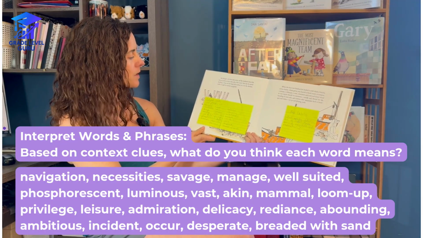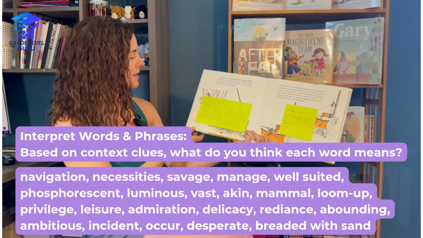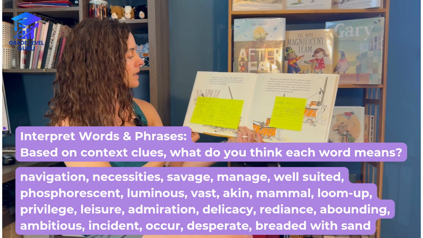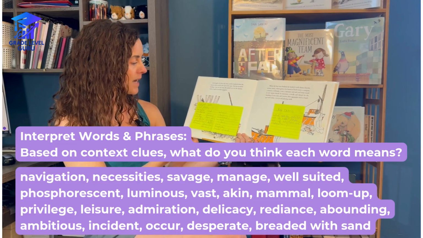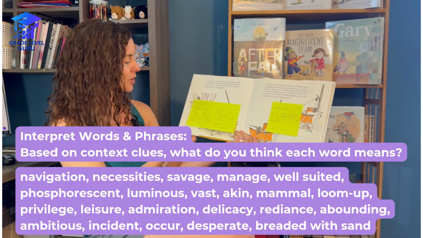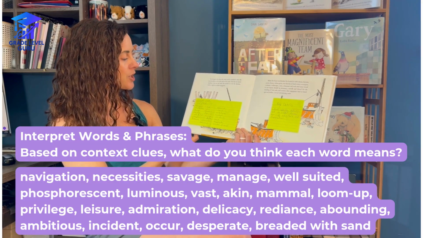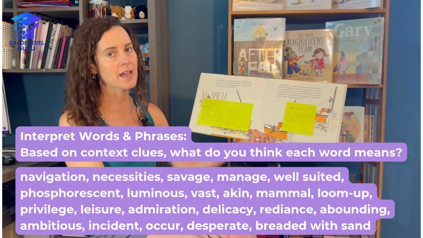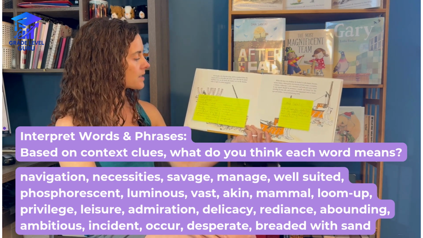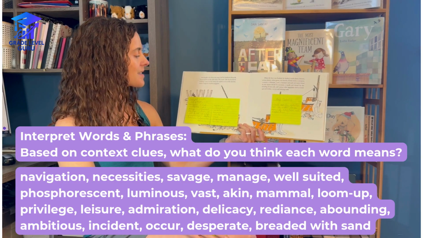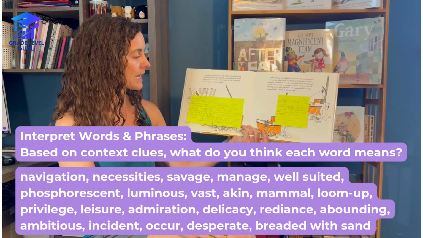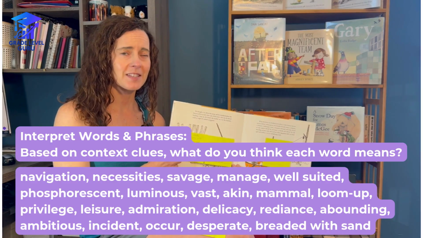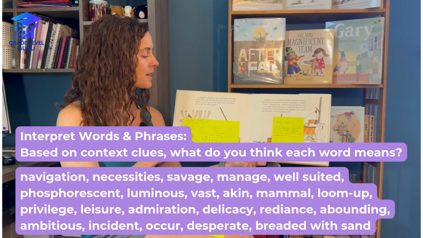In order, these words are navigation, necessities, savage, manage, well-suited, phosphorescent, luminous, vast, akin, mammal, loom up, privilege, leisure, admiration, delicacy, radiance, abounding, ambitions, account as in to tell a story, incident, occur, desperate, and some figurative language, breaded with sand.